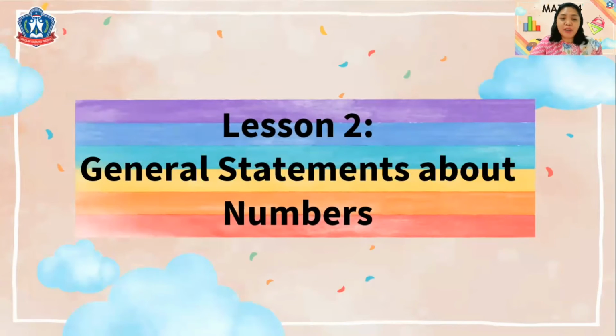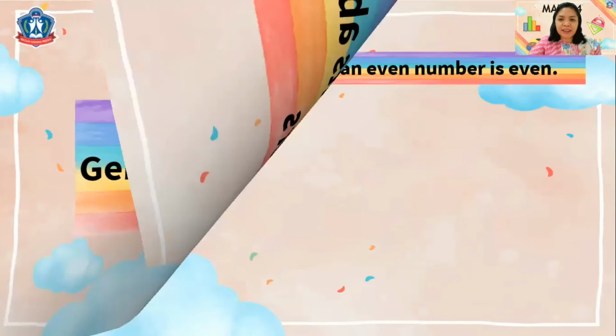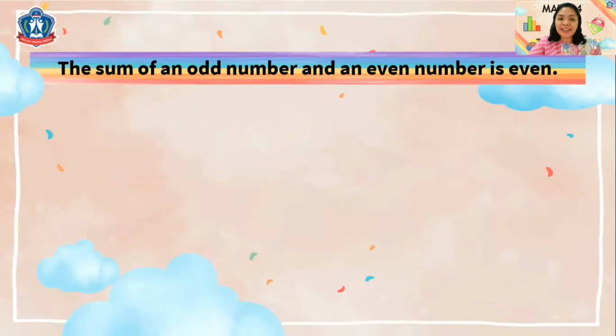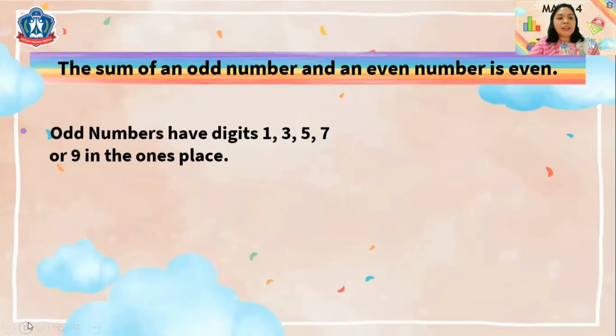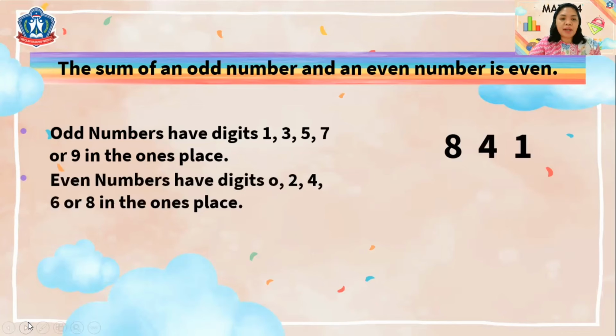Now let's go to lesson 2, general statements about numbers. Okay, I have here a statement, and let's try to figure out if it's correct or not. The sum of an odd number and an even number is 11. Okay, let's see. Remember that odd numbers have digits 1, 3, 5, 7, or 9 in the ones place, and an example is 141. Then an even number has digits 0, 2, 4, 6, or 8 in the ones place. So we have here an even number, which is 54.